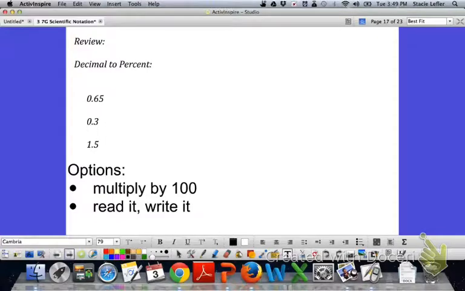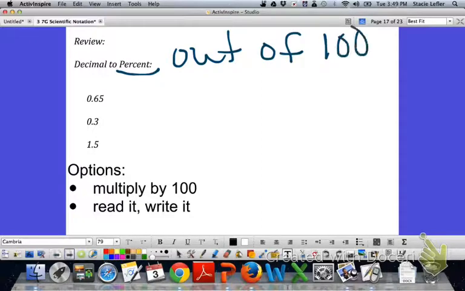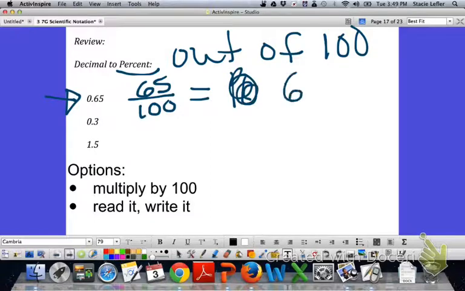Let's review fractions, decimals, and percents. Here we're going to change these decimals into percents. Now the word percent means out of 100. So if we look at our first decimal, we can read that out loud as 65 hundredths, 65 out of 100. Okay, so it's already out of 100, so that makes it a percent. It'd be 65%.